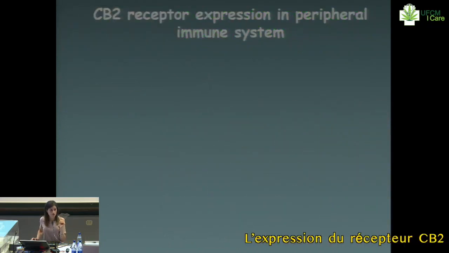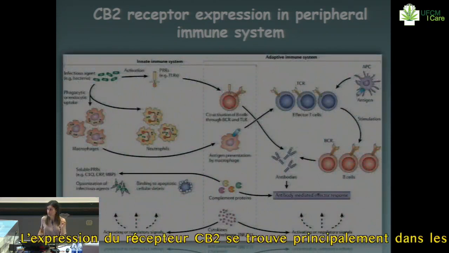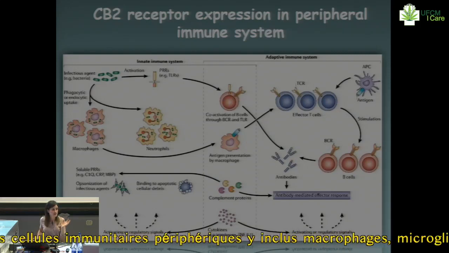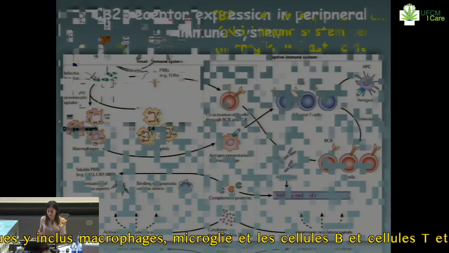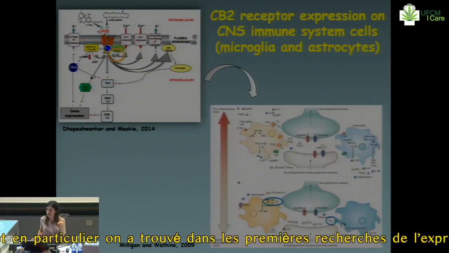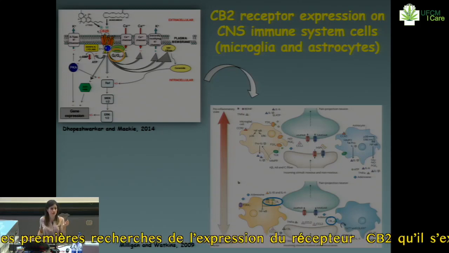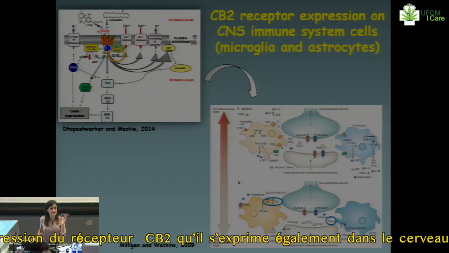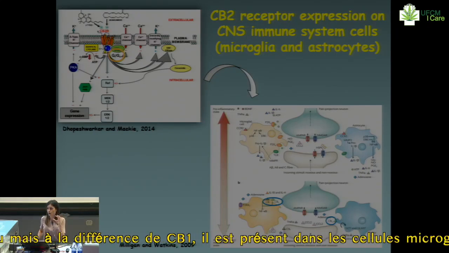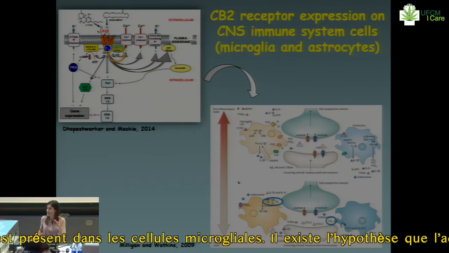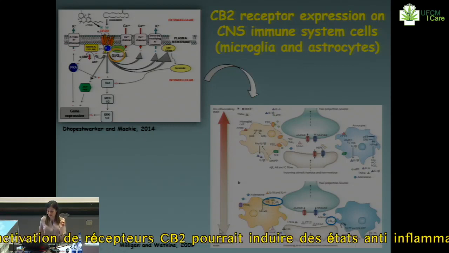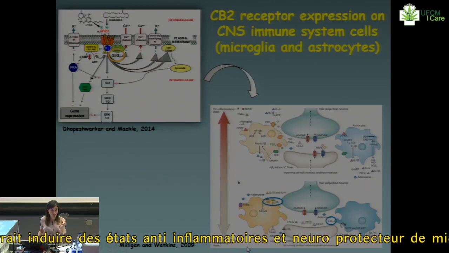CB2 receptor expression, instead, has been mainly found on peripheral immune cells, including macrophages, microglia, B cells, and T cells. Further investigation of the expression pattern of CB2 has revealed that CB2 is also expressed in the brain, but differently from CB1, it is present on microglia cells, and it has been hypothesized that the activation of the CB2 receptor mainly mediates the anti-inflammatory and neuroprotective state of microglia.